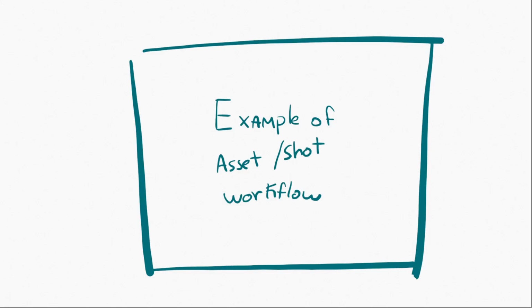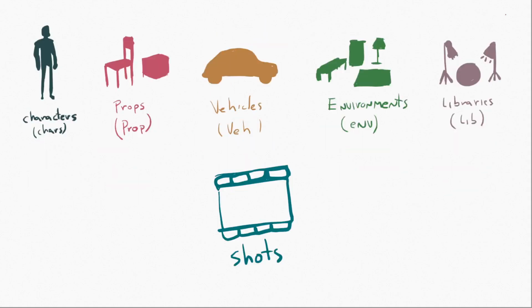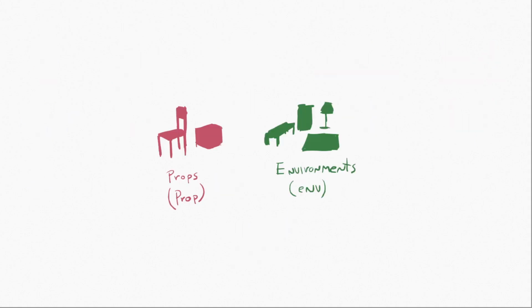All right, so we're ready to begin our project, and I wanted to walk through an example of an asset shot workflow. The first thing is, in the project we're going to have characters, props, vehicles, environments, and libraries. These are all types of assets, and this is important because the big masses are assets, and then of course we have shots, and shots have a bunch of other things inside.